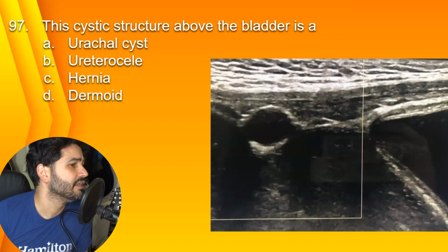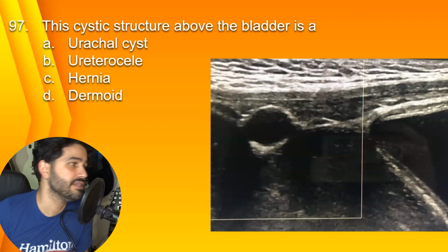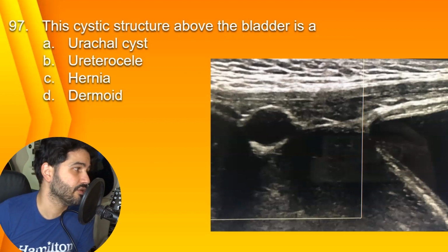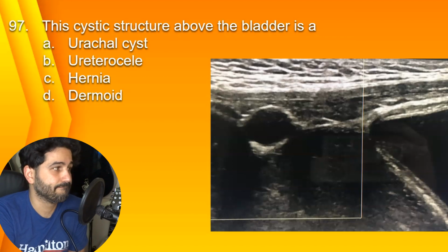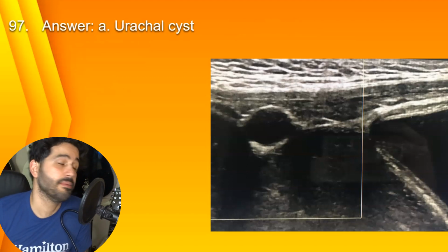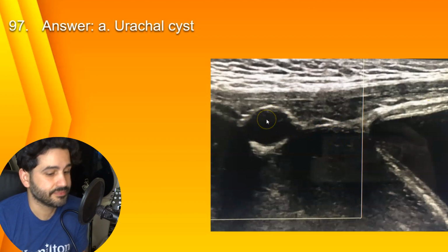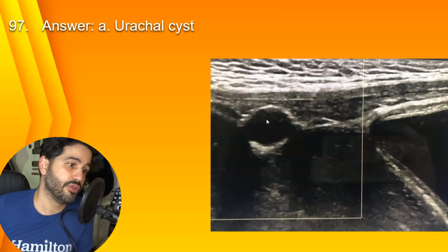Number 97. This cystic structure above the bladder is A, urachal cyst. B, ureteral seal. C, hernia. Or D, dermoid? The answer is A, urachal cyst. So here's the top of the bladder right here, and you have this cystic structure, which is a urachal cyst. A ureteral seal will be within the base of the bladder where the ureters enter.